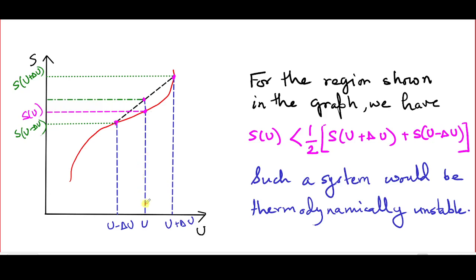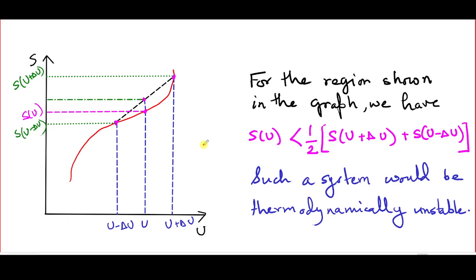And if you look at what is happening exactly at the midpoint of this curve, you can easily see that geometrically it follows that the value of the entropy at U, this value, is actually less than half of S at U minus delta U plus S at U plus delta U. So half of these two values, the average of these two values. Now it turns out that a system described by a fundamental equation like this would be thermodynamically unstable.